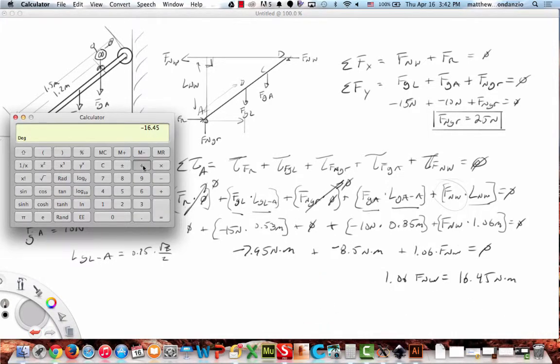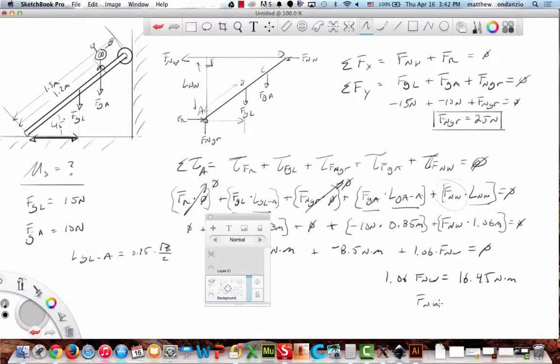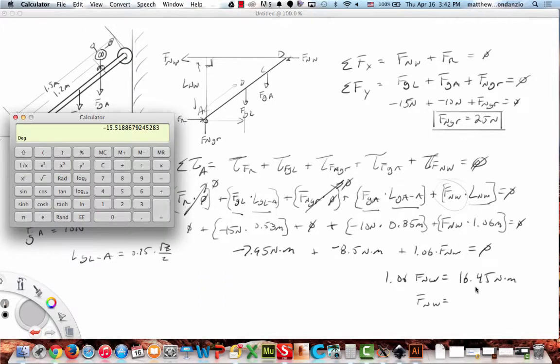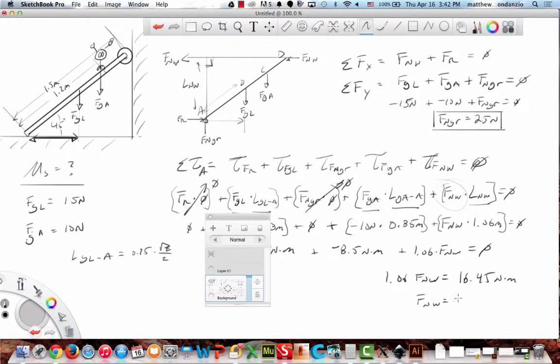So FNW is going to be that divided by 1.06. FNW is going to equal 15.51 newtons, but it's going to go to the left, so it's negative, because we know it's going to be negative. The reason it doesn't show up is because we've knocked out our only horizontal force, and at that point, it doesn't know which way to go. So we're just getting a magnitude. It doesn't have a brain.